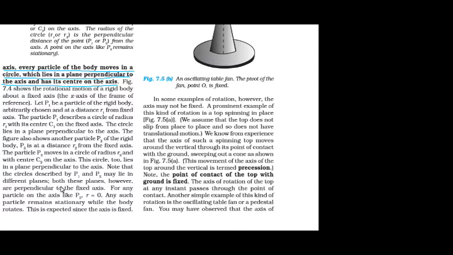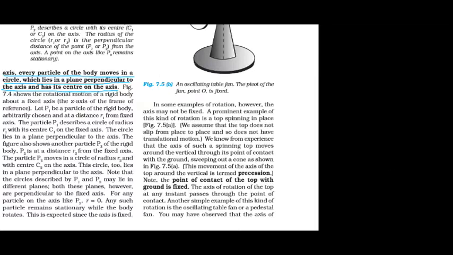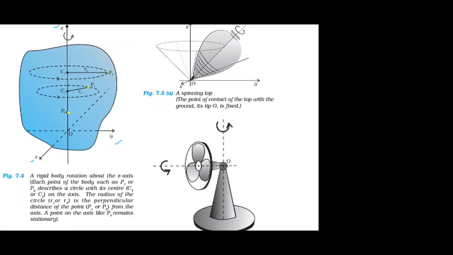Now, however, with a fixed axis, any particle on the axis, like P3, has r equal to 0. Any such particle remains stationary while the body rotates. This is expected since the axis is fixed. So let us see the image and let us describe what we have read there.